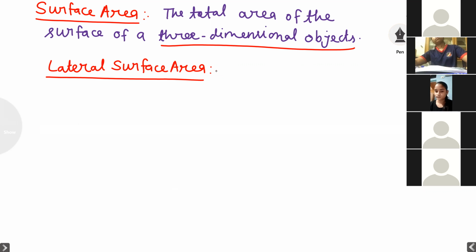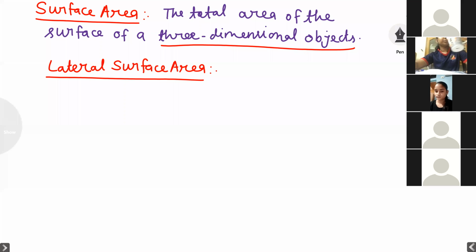Again, listen to my words very carefully. What is the difference between total surface area and lateral surface area? If I am talking about total surface area, I want to include all six faces. But if I'm talking about lateral surface area, I don't want to include the top and base faces. Note down.